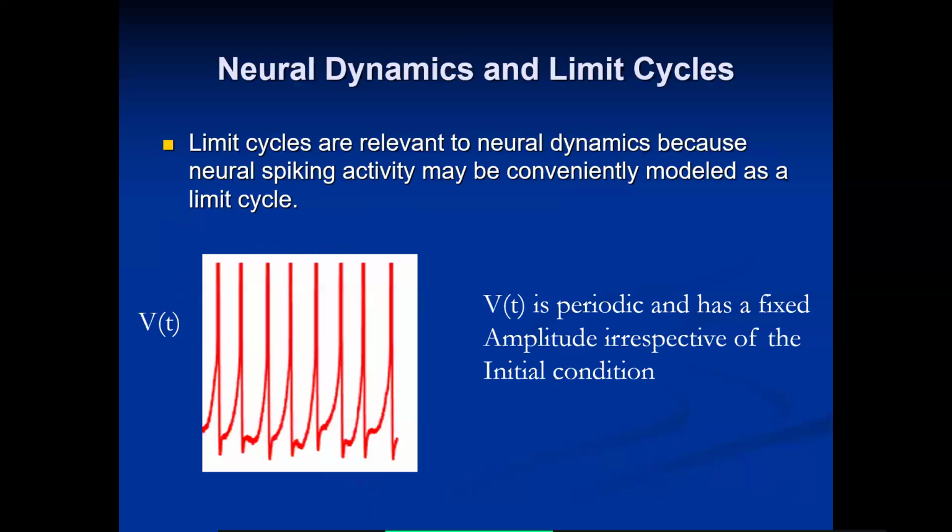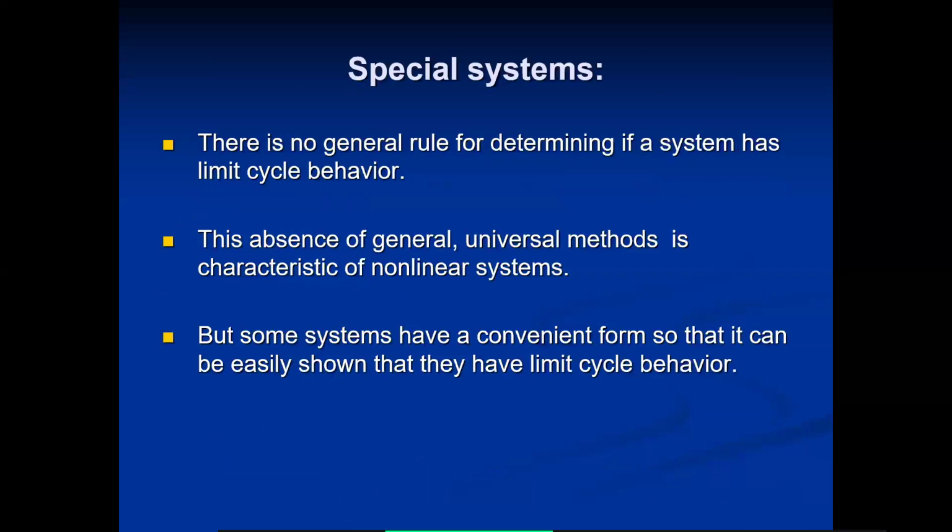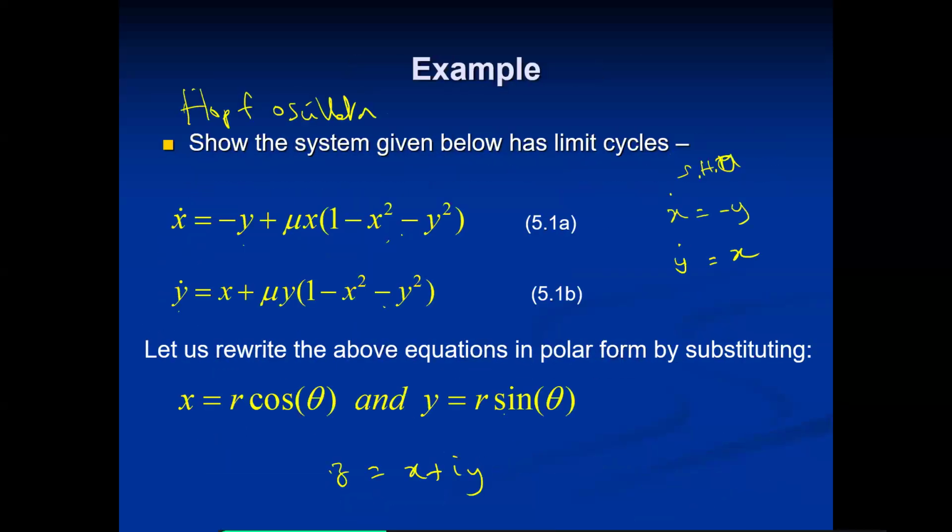So what kind of equations will give you that kind of behavior, which is very different from simple harmonic motion? For that, we look at a very simple example, which is a Hopf oscillator. The equations look like this: x dot is equal to minus y plus mu x into 1 minus x squared minus y squared. y dot is equal to plus x plus mu y times 1 minus x squared minus y squared.